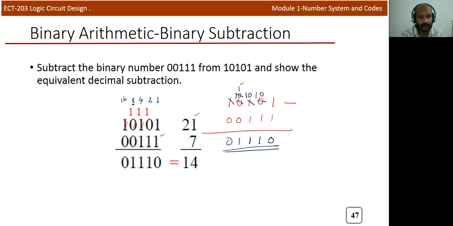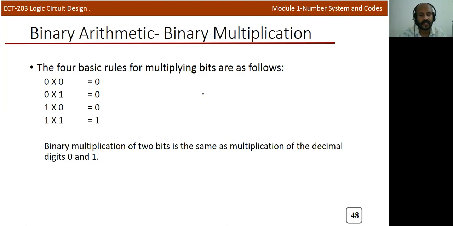This corresponds to 6 plus 8, so you'll get 14. Okay. So you're getting exactly the same thing. So now we verified the binary subtraction. Now we'll move to the multiplication part.